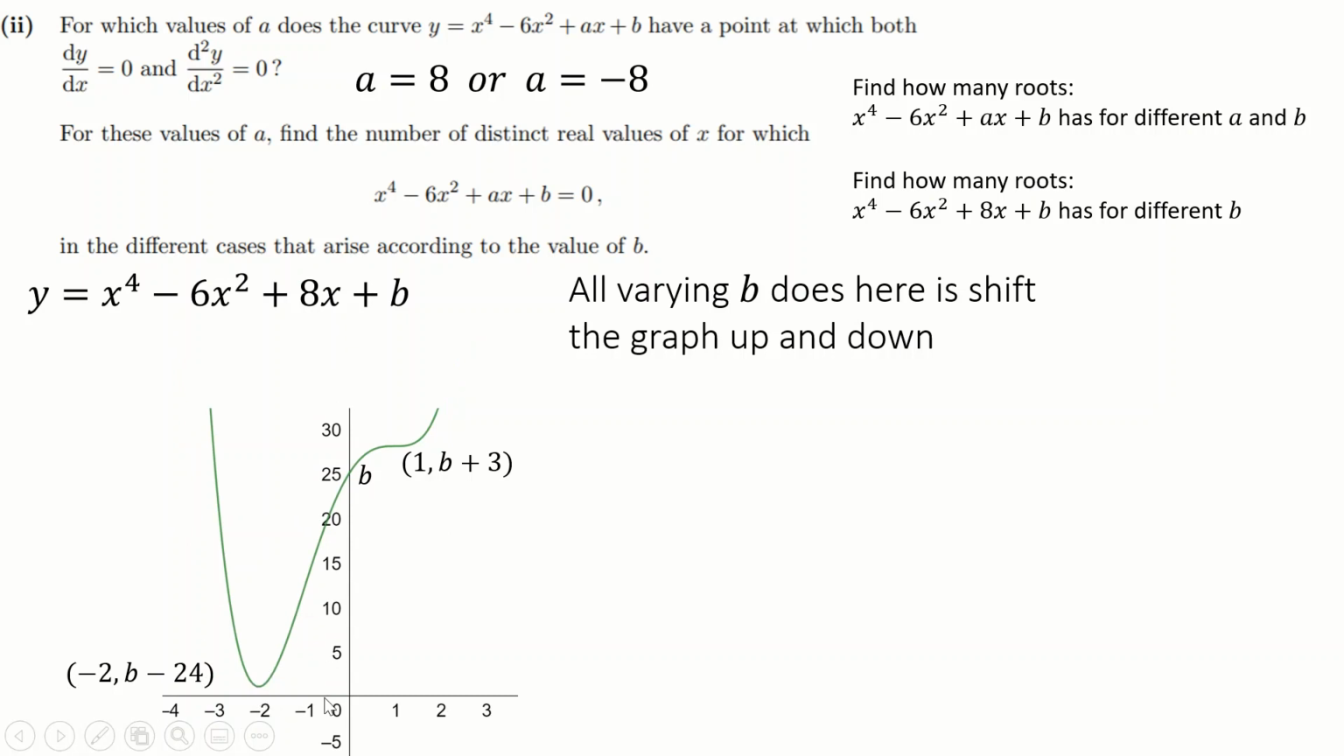minimum point here is above the x-axis. Well, how many roots do we have now? Well, 0, clearly. So I've shifted this graph. I've made B like 25, as you can see. I've shifted it up, and I've got no roots. So when do I have no roots?